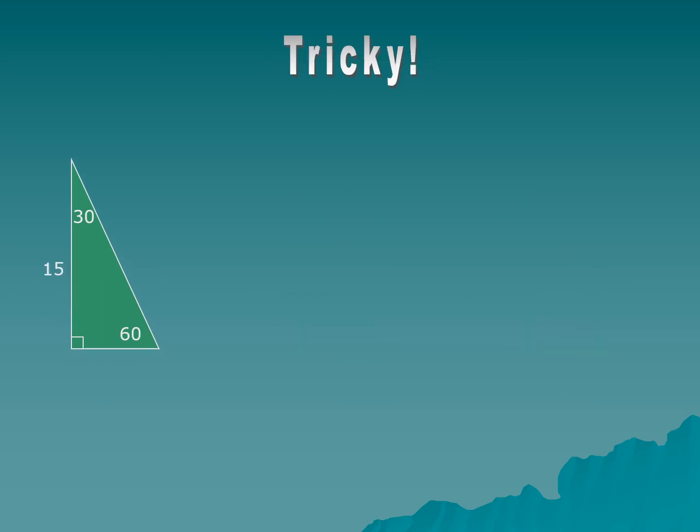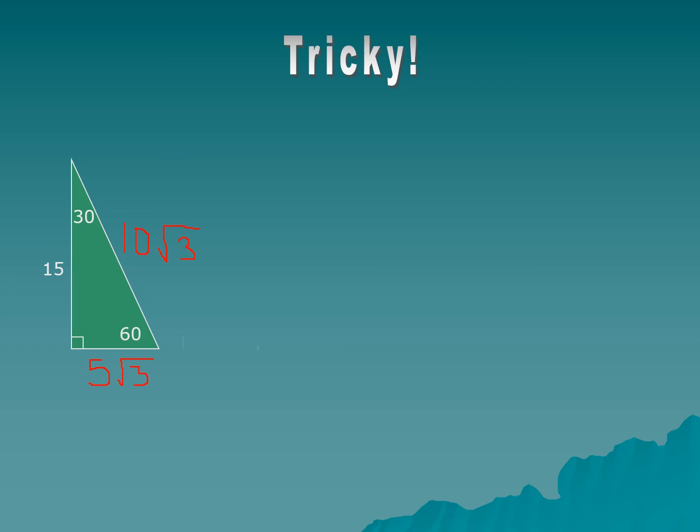Now we're going to do some tricky examples for the 30, 60, 90 degree triangle. What if the longer leg is 15? To go backwards, the shortcut is to divide the 15 by 3 and then multiply it with square root of 3. To get the hypotenuse, we still double the short side. To double the short side, we only double the 5. We do not double the square root of 3.